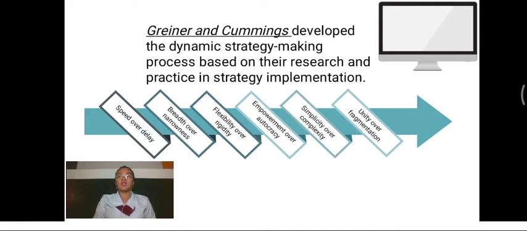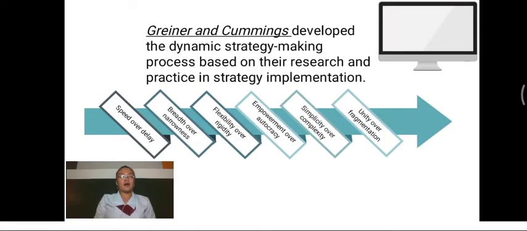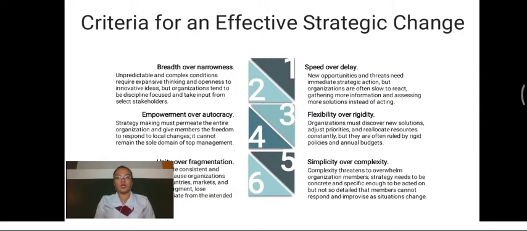First is speed over delay. This concept basically focuses on how organizations gather more information and assess more solutions, but the problem is there is a lack of action and implementation. Next is breadth over narrowness. This criterion focuses on how the organization can be innovative and think of possible solutions for adapting to changes, but the problem is some organizations focus on one idea of a specific stakeholder.